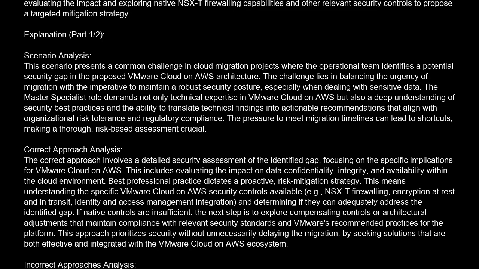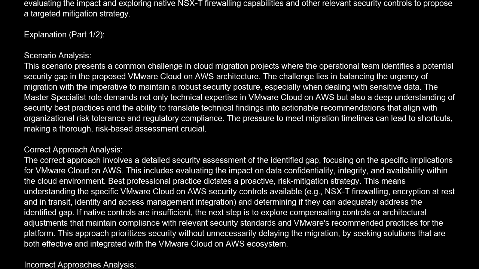Correct answer is B. Conduct a detailed security assessment of the data ingress filtering gap within the VMware Cloud on AWS environment, evaluating the impact and exploring native NSX-T firewalling capabilities and other relevant security controls to propose a targeted mitigation strategy. Explanation. Scenario analysis. This scenario presents a common challenge in cloud migration projects where the operational team identifies a potential security gap in the proposed VMware Cloud on AWS architecture.